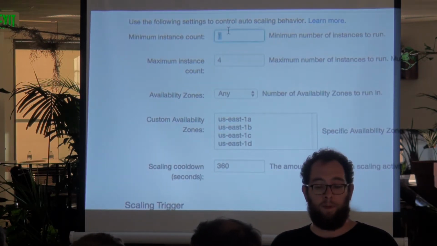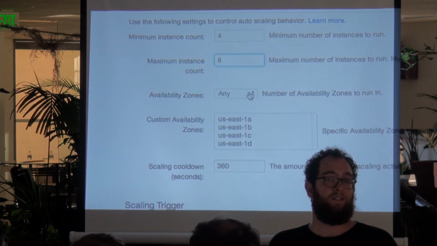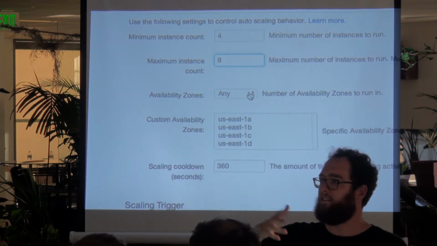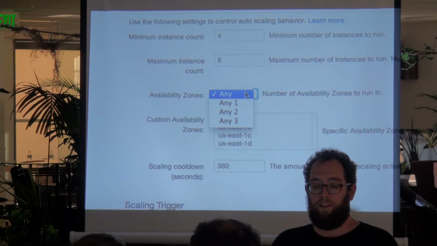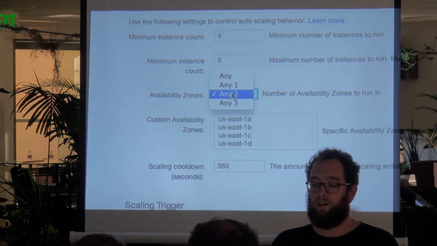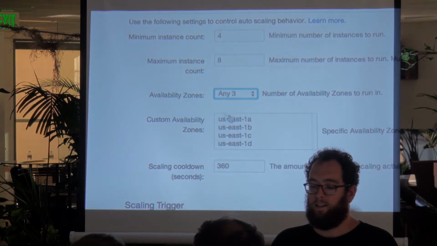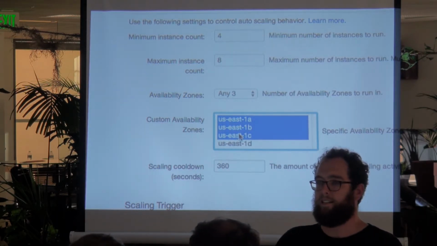How many at a minimum? How many at a maximum? You probably don't want to run 4 EC2 instances in the same availability zone. An AZ is a physical data center, you want to spread those out. So I could say run this anywhere, or I could be really specific and say any 2 or any 3. For maximum bonus points, why would I want to be selective about the individual AZ that I choose?